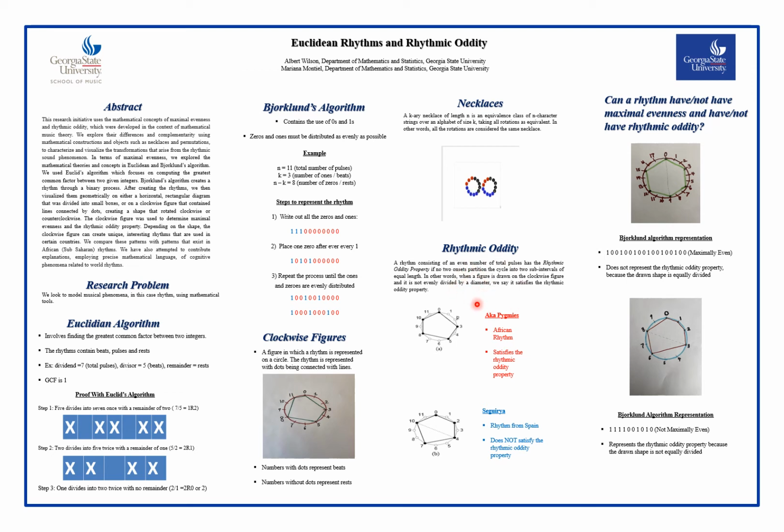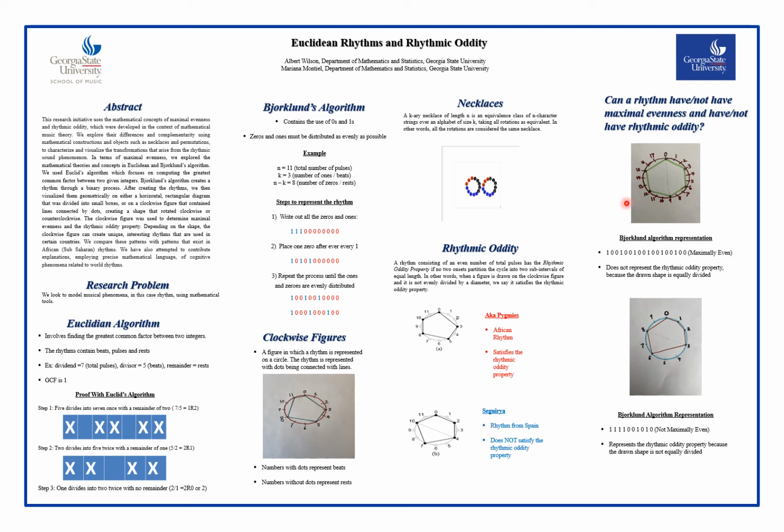For a rhythm to satisfy the rhythmic oddity property, it must have an even number of total pulses, plus the shape inside the clockwise figure must not be evenly cut in half. Looking at these two examples here, the first rhythm, the Aka Pygmies, satisfies the rhythmic oddity property, while the second rhythm, the seguiriya, does not.